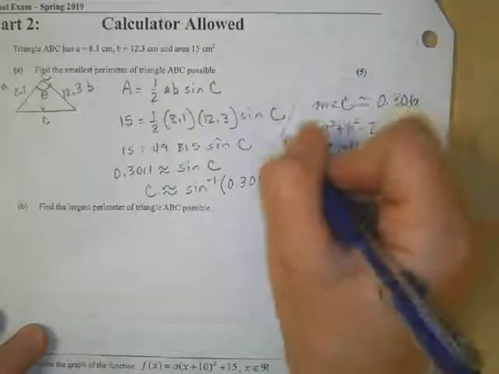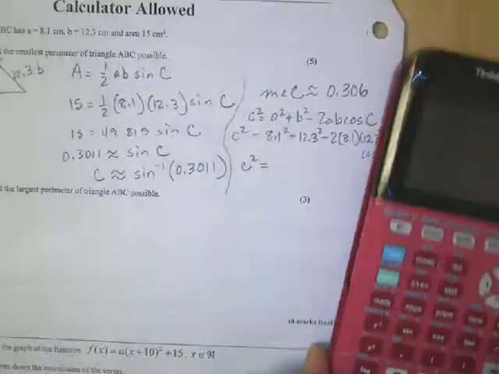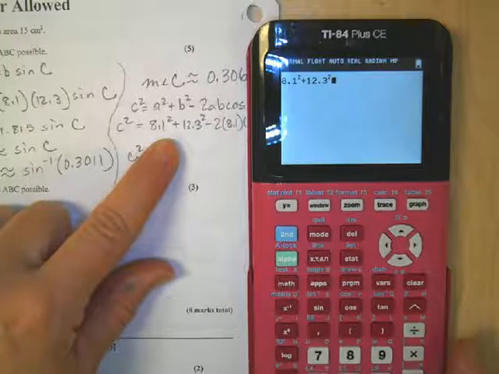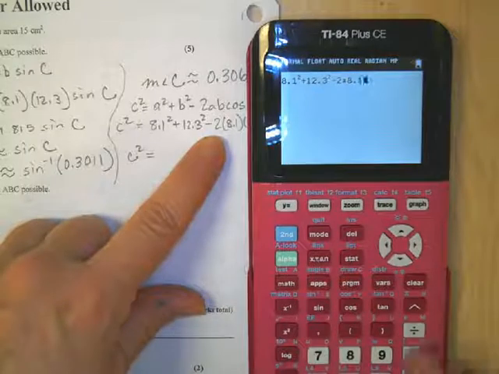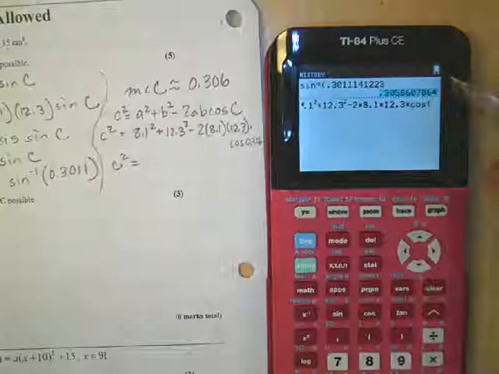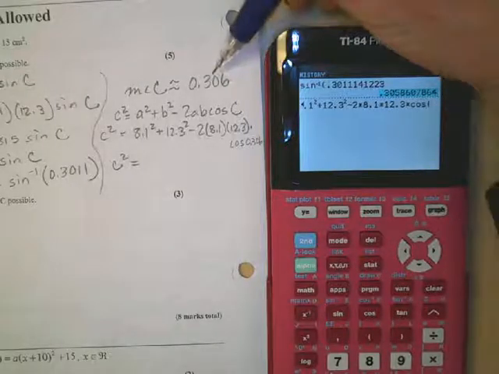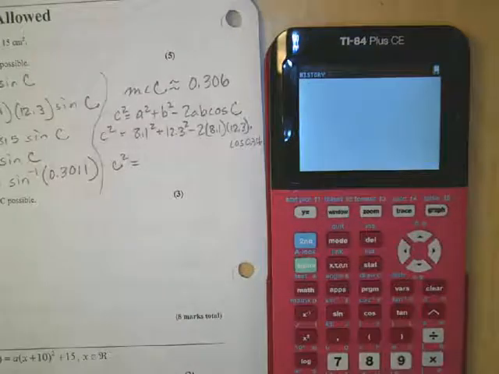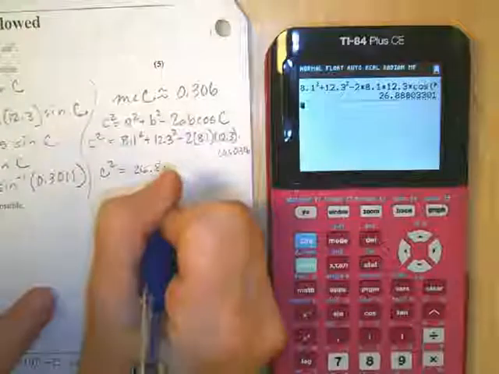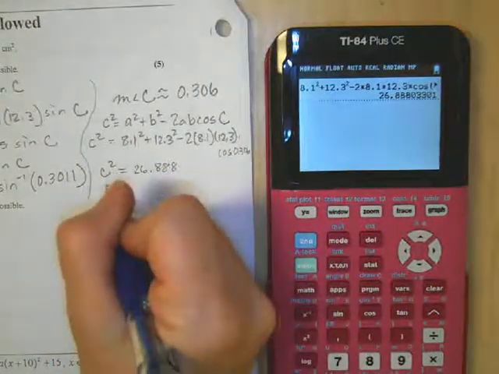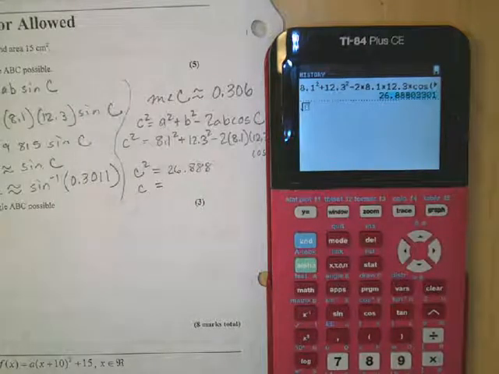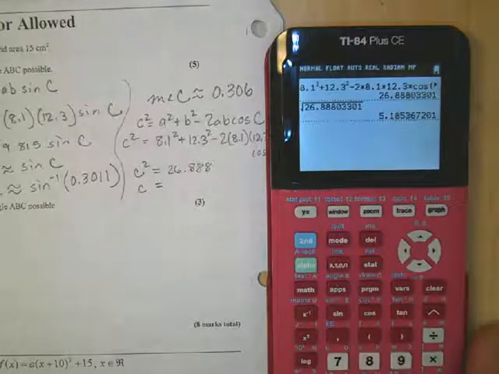So C squared is equal to, I'm just going to type this into my calculator. I have 8.1 squared plus 12.3 squared minus 2 times 8.1 times 12.3 times cosine, and then I'm going to go back up to find that previous answer. There it is. Okay, because I don't want to use 0.306 because that's rounded off. So I want to make sure I go back and capture that and then hit enter. Okay, so C squared is equal to 26.888. And then I need to square root that. So C is equal to the square root of that. I'll use the square root symbol, capture it, put it in there, and hit equals, and I get 5.18.